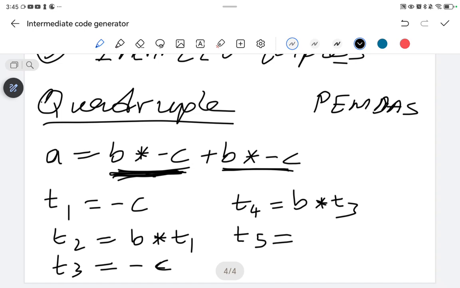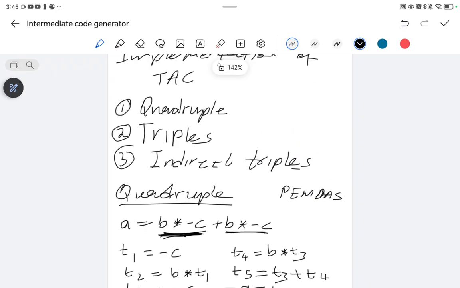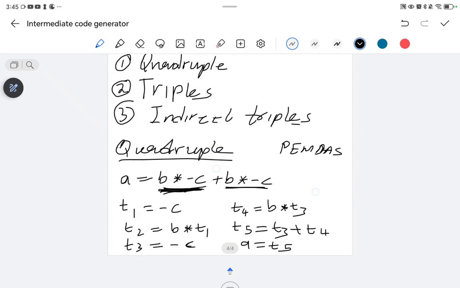The first one comes from T2, so that is T2. The second one comes from T4. You see, right? All this is stored in A. So I'm going to store all this in A. A is also T5. Then now I come and draw my quadruple.